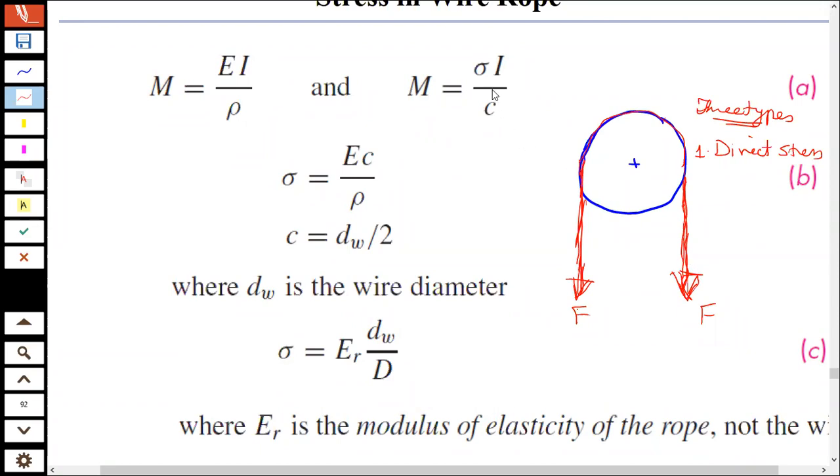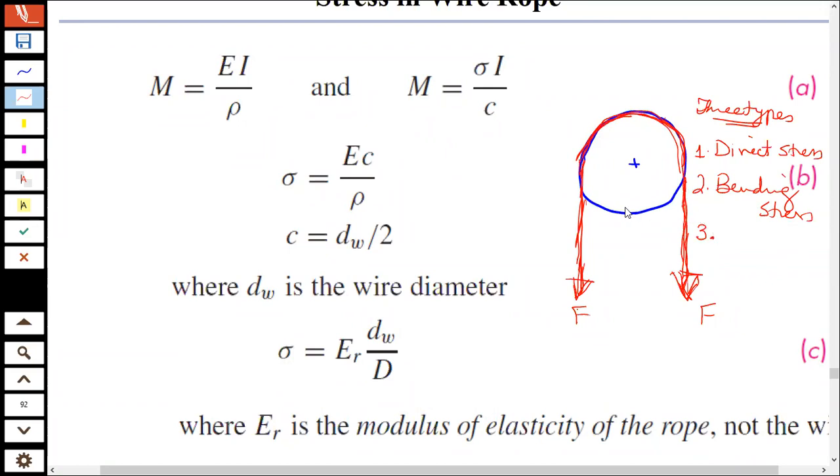What is going to be the second one? Second, which dominant stress? Bending stress. Torsional. Very good. There is going to be bending stress. Okay. So what is bending? Bending, look here, it is going to bend. Okay. And that bending stress is also dominant.